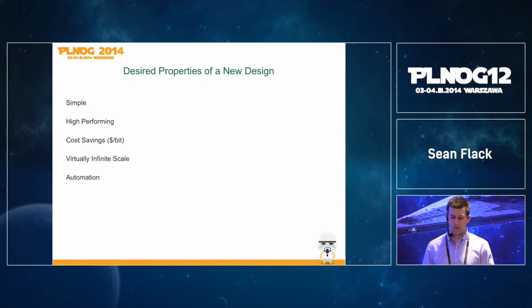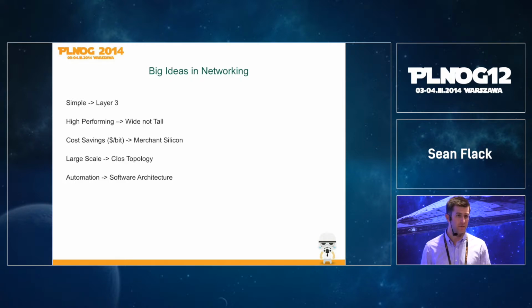So what can we do today? Simple, layer 3, so remove spanning tree. Make the network high performing, so make it wide but not tall. Merchant silicon is another answer to cost saving. It brings the cost of creating these large networks down. For large scale networking, a Clos topology, so leaf and spine type architectures that we're seeing pretty much all of the vendors now using. It's available, you can do it today with layer 3 protocols, it's very easy to do. And automation: how do we plug into automation tools?